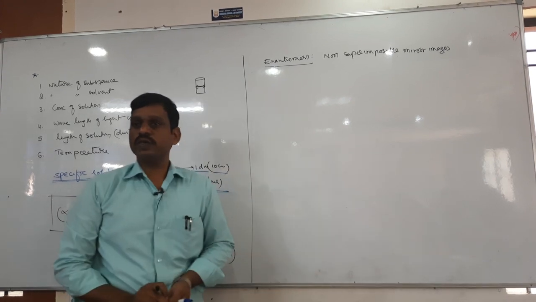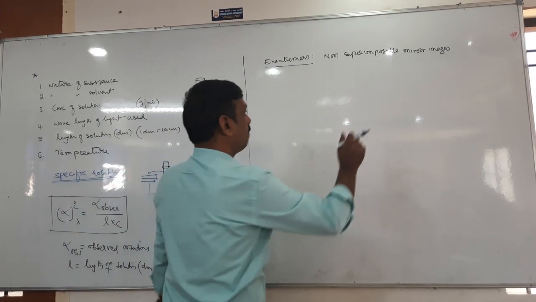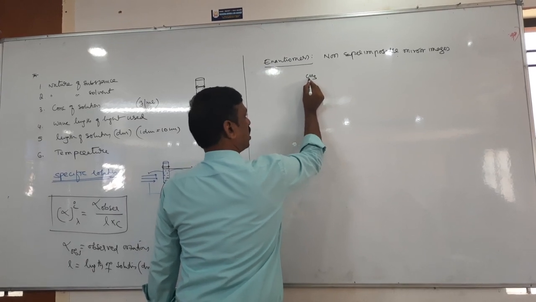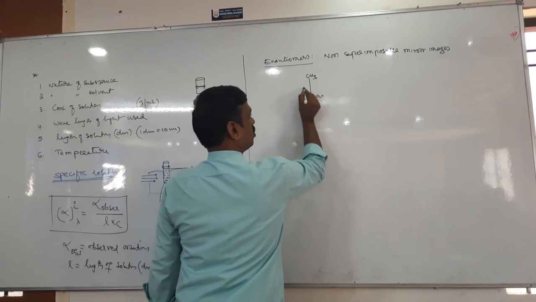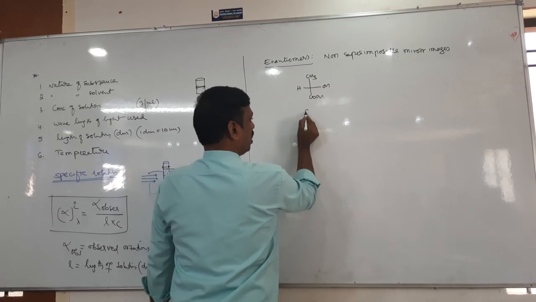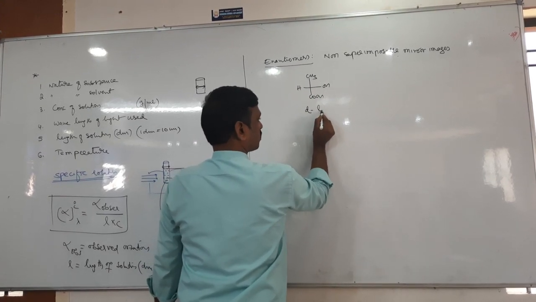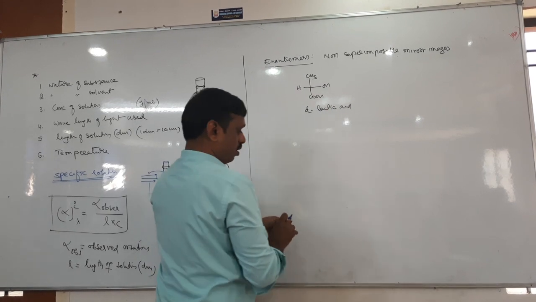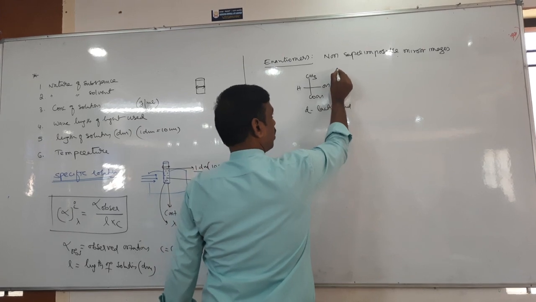What is the meaning of this? For example, you take lactic acid. Lactic acid is CH3 CHOH COOH. It is called D-lactic acid, small d. D-lactic acid. Tell me, what is its mirror image?